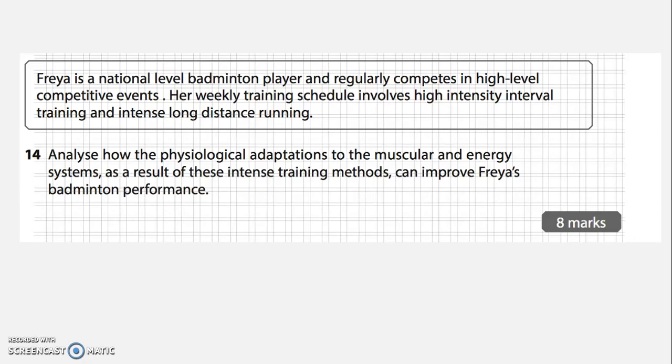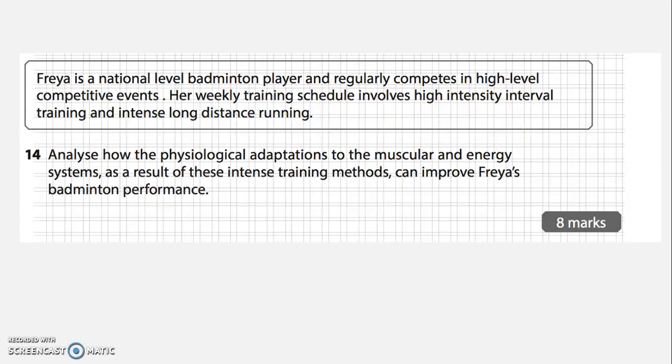So adaptations to the muscular system, you have to talk about those first. Then adaptations to the energy systems, Lucozade. One of the things you have to realise is Lucozade C, creatine phosphate. What did I say? Improved creatine phosphate stores in the muscle. It's high intensity exercise. A weekly training schedule involves high intensity interval training. So you have to kind of make it relevant to the question.